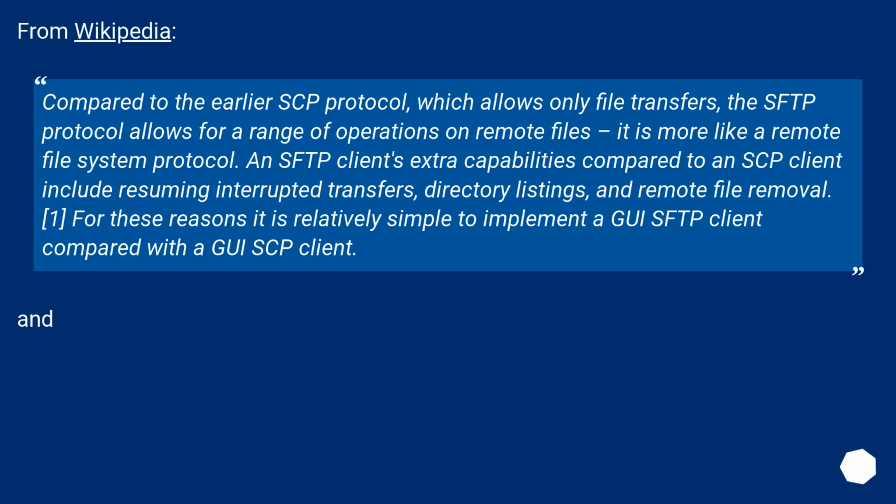From Wikipedia. Compared to the earlier SCP protocol, which allows only file transfers, the SFTP protocol allows for a range of operations on remote files. It is more like a remote file system protocol. An SFTP client's extra capabilities compared to an SCP client include resuming interrupted transfers, directory listings, and remote file removal. For these reasons it is relatively simple to implement a GUI SFTP client compared with a GUI SCP client.